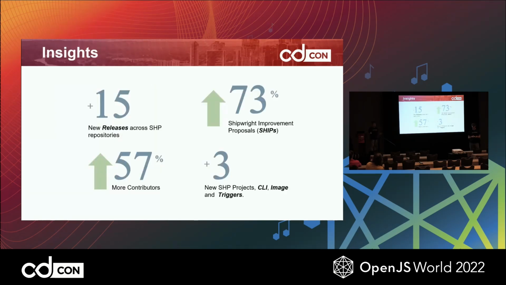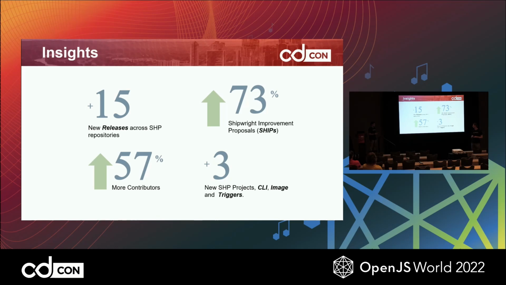Right, so as this talk is about what happened in the last year in Shipwright, I have some numbers for you. We still have low numbers in terms of what we have here, but the increase is actually quite significant. So in the last year, we were able to ship 15 releases across the multiple Shipwright repositories. We saw an increase of more than 50% in terms of contributions.